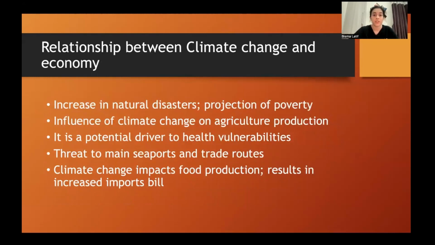Moving ahead, what is the relationship between climate change and economy? I think it's a very important and a very crucial relationship at the same time.